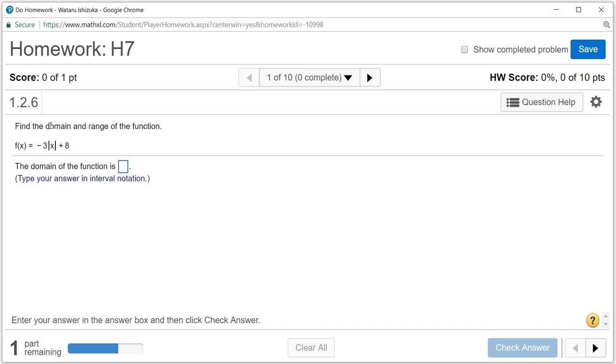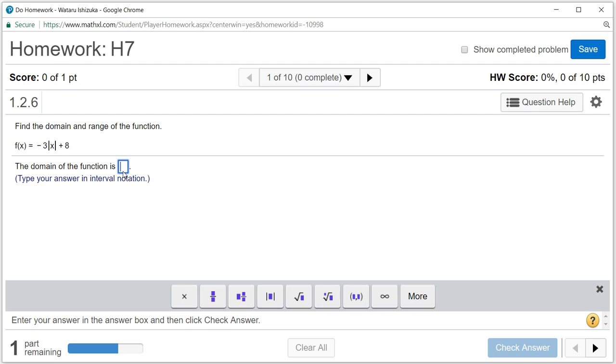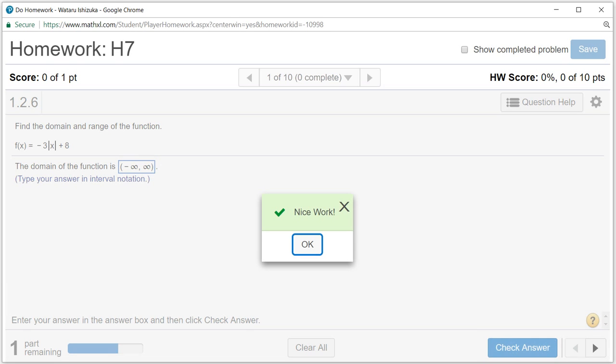There's no fraction or square root or anything like that, so we can plug in any real number. So the domain is going to be negative infinity to positive infinity. Let's check the answer. Alright, we got that.